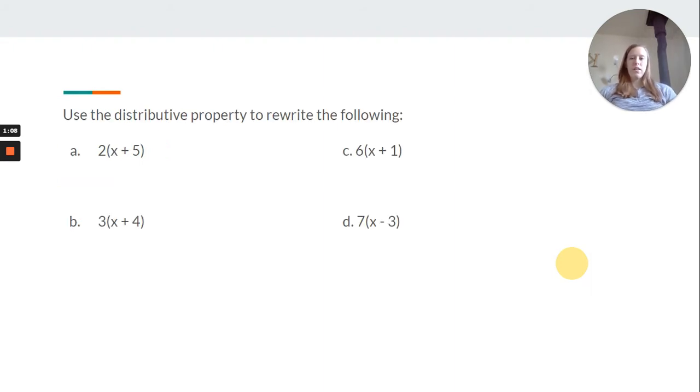We use the distributive property. So multiply the number on the outside by both the inside numbers. 2 times 10, 2x plus 10. 6x plus 6. 3x plus 12. 7x plus minus 21, excuse me.